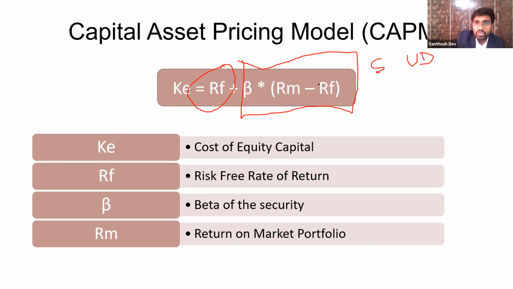Now, with regard to this, we had a healthy discussion on RM, how to calculate RM. RM minus RF is going to be your market premium. That is the differential value that you're going to get over and above for taking the extra risk of investing in an equity or in a stock. So that is that. And now let us move on to beta.